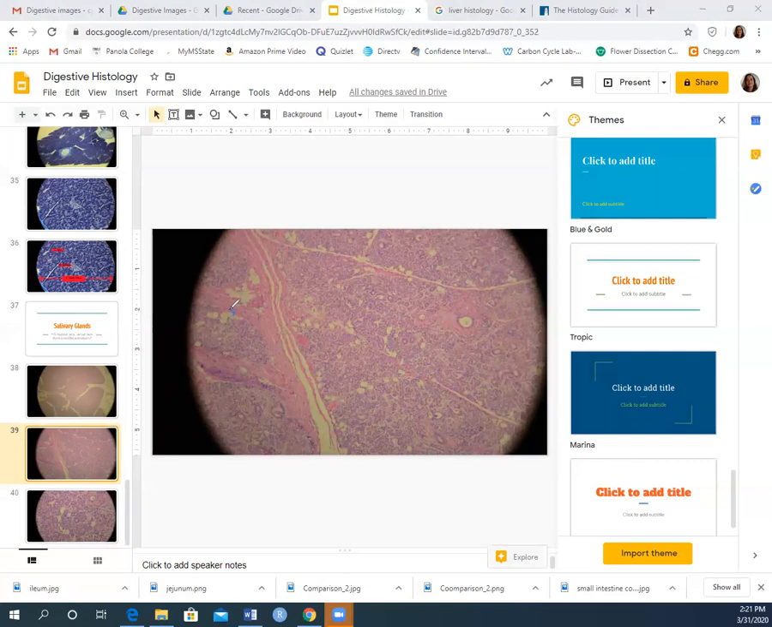So right here, you'll see these little empty looking cells that I'm tracing in blue. Those are mucus cells. So they're just empty looking cells. They almost look like adipocytes because they're so empty. But those are all mucus cells.